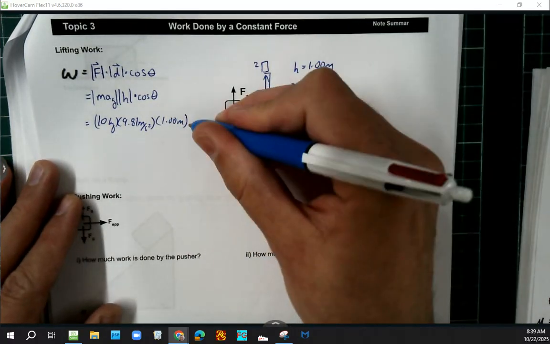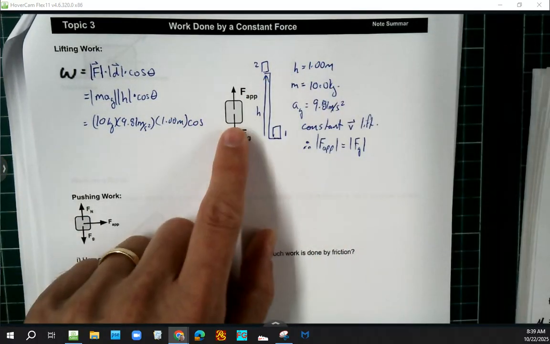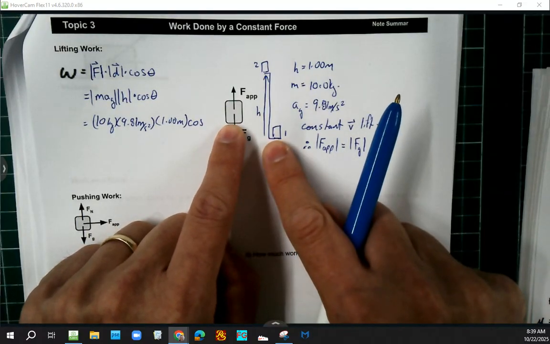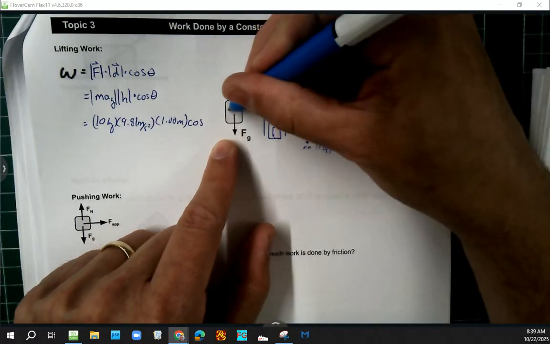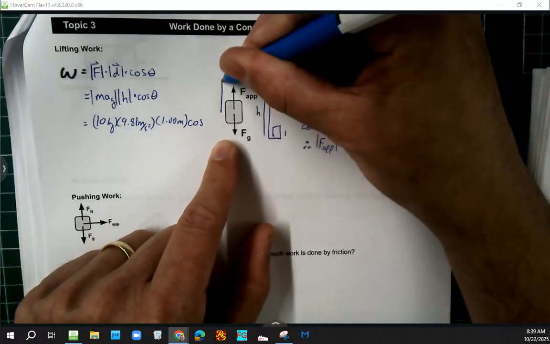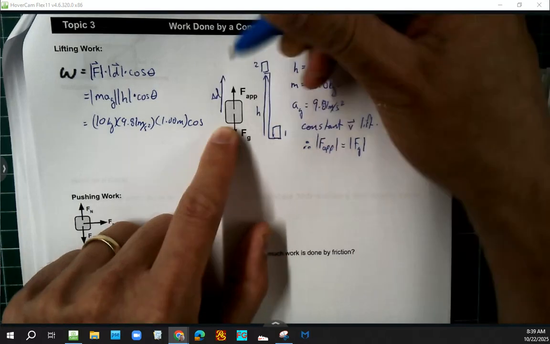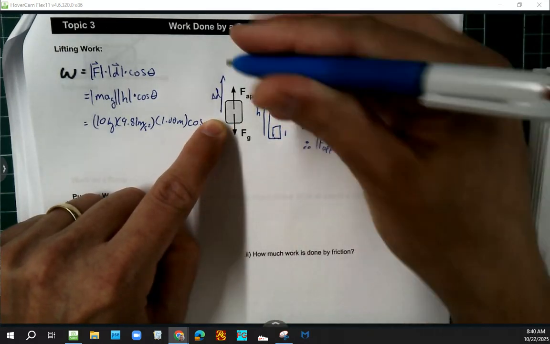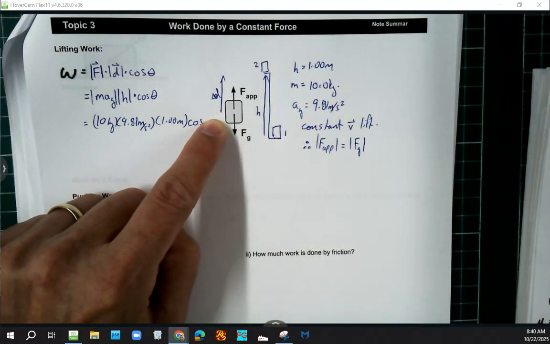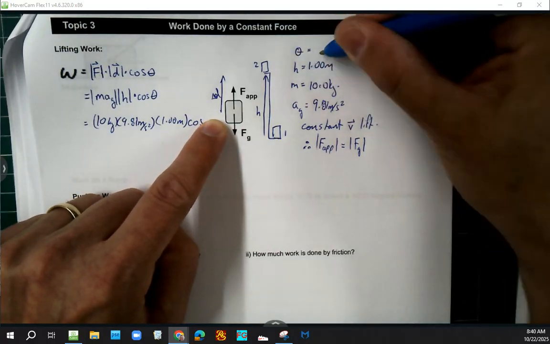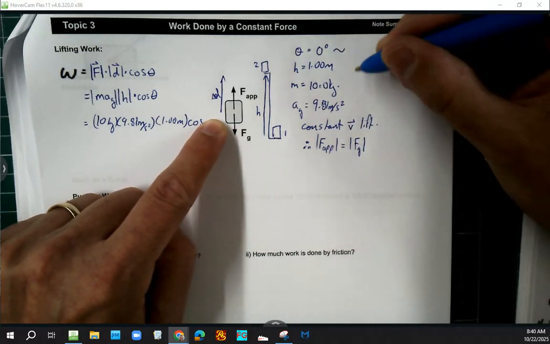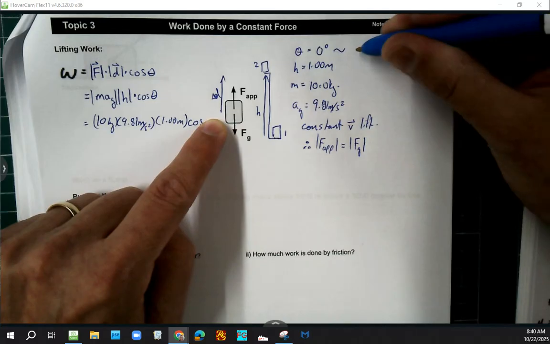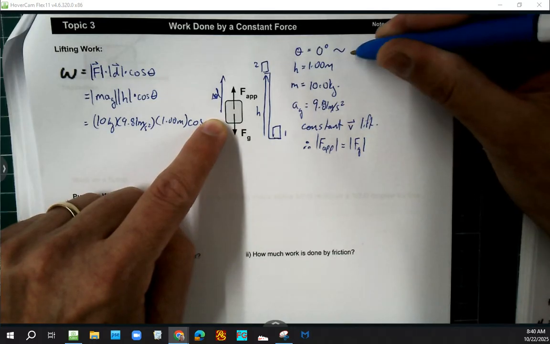This cosine of theta business: if my applied force is up and my displacement is also up, what's the relative angle between those two vectors? Here's my applied force up, my delta D is up. Notice I didn't put my delta D on the free body diagram. What's the relative angle? I heard it. Theta, yeah, theta 0. 0 degrees. And people give a name to that when the displacement vector and the force vector are in the same direction. We say that they're collinear.